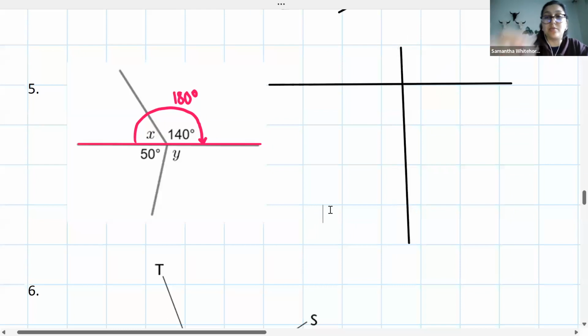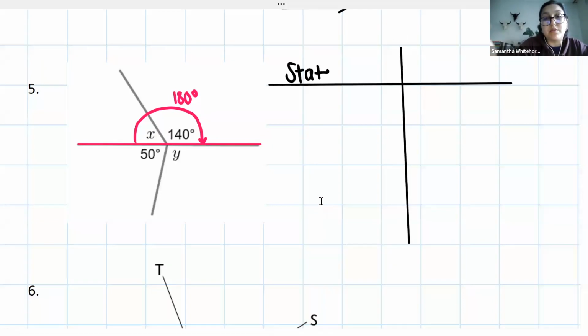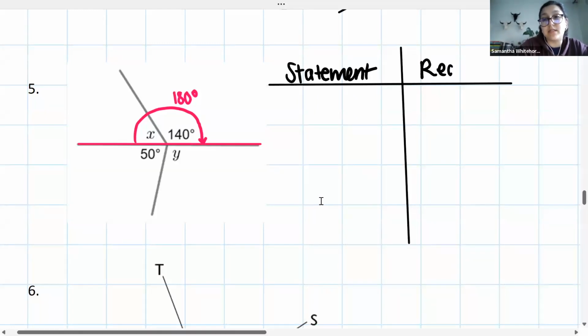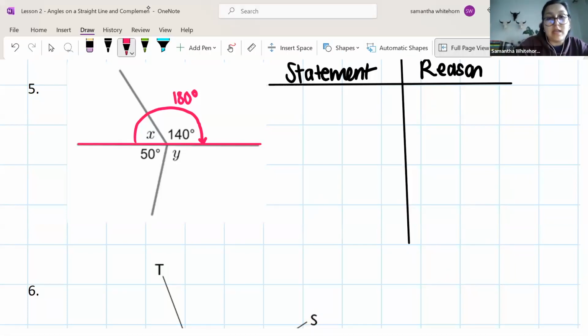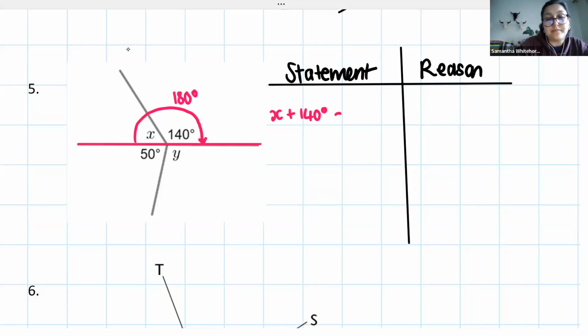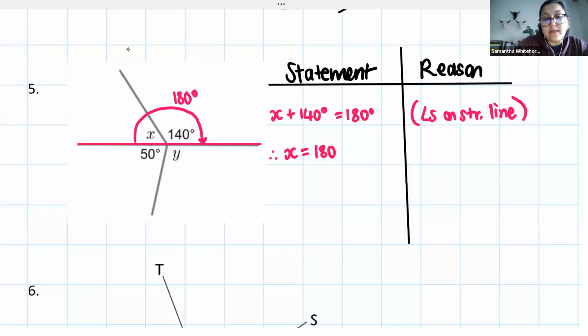Okay, my line's skewed, but we're just going to work with it. So remember, statement, reason. I'm starting with X, but again, it doesn't matter. The only time it matters is if we specifically tell you to do it in order. We have made a statement that X plus 140 must give us 180 degrees. Our reason: angles on a straight line. We solve, we subtract 140 on both sides. And so what we get is that X is equal to 40 degrees.